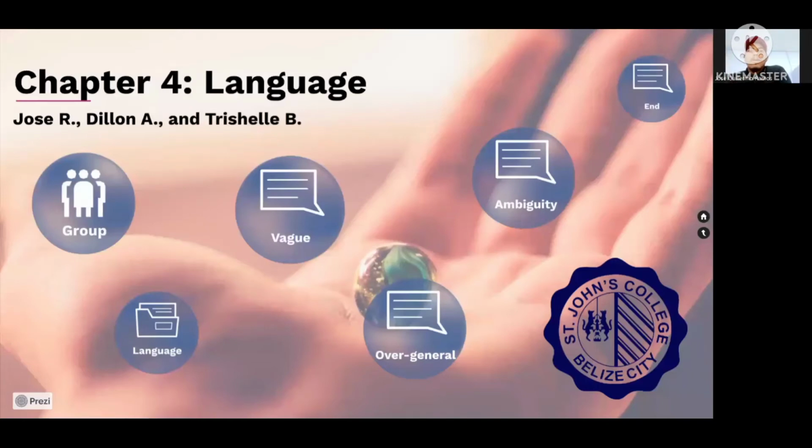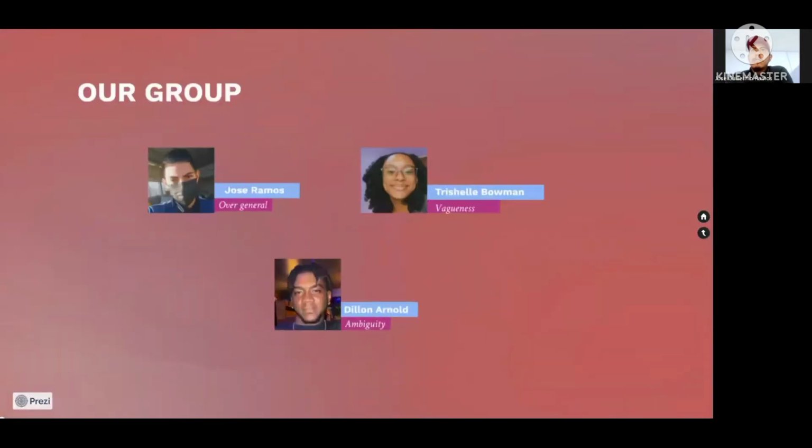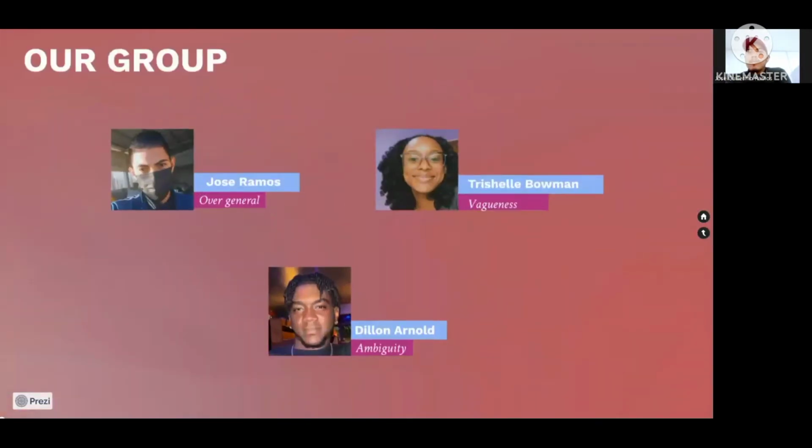Hi there. My group and I will be presenting on chapter 4, language. My group members are Trishelle Bowman presenting vagueness, Dylan Arnold presenting on ambiguity, and myself, Ramos, presenting on overgenerality.